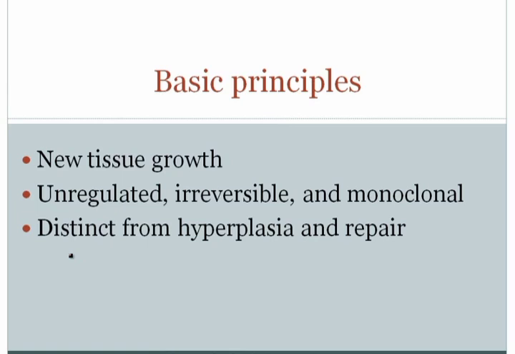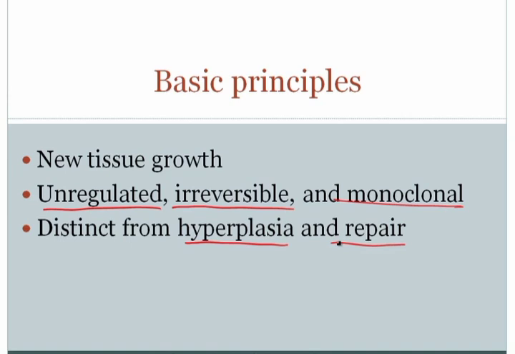The word neoplasia, neo means new, and plasia means growth, and what's important to recognize concerning neoplasia is that it is unregulated, irreversible, and monoclonal. Now, these three features are important because it's these three features, the fact that the growth is unregulated, that it's irreversible, and that it's monoclonal, that help to distinguish neoplasia from hyperplasia or repair.